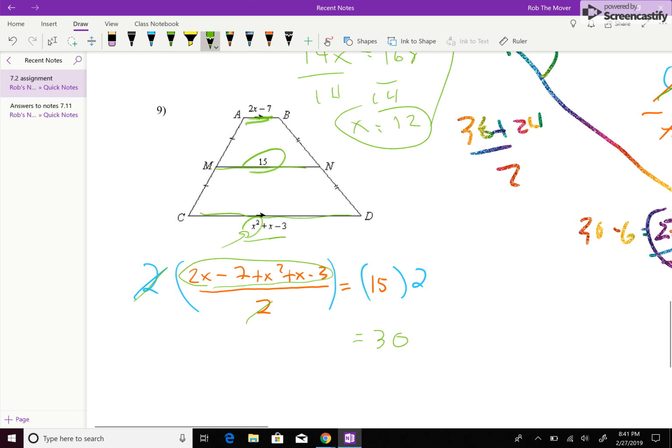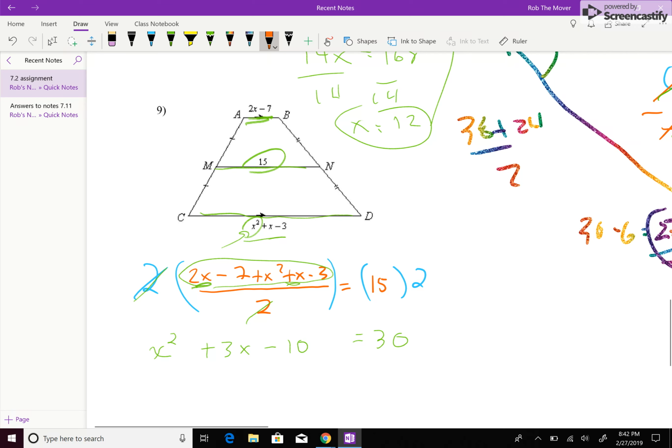Now, again, I have a quadratic, so let me go ahead and write it in quadratic form, where I put it in standard form with the x squared in front. I got 2x plus x, which is 3x. And I got minus 7 minus 3, which is minus 10. Okay.